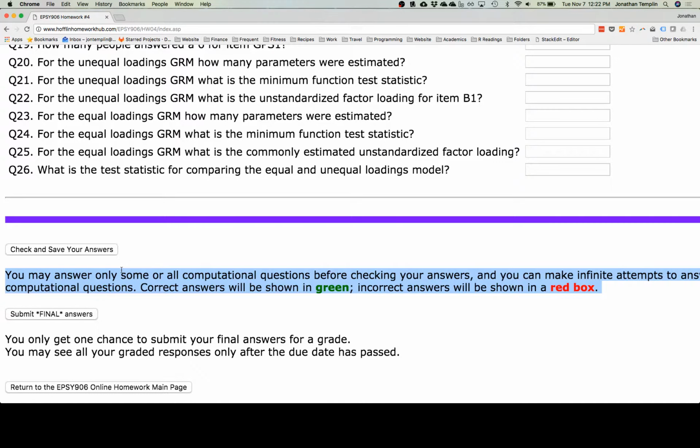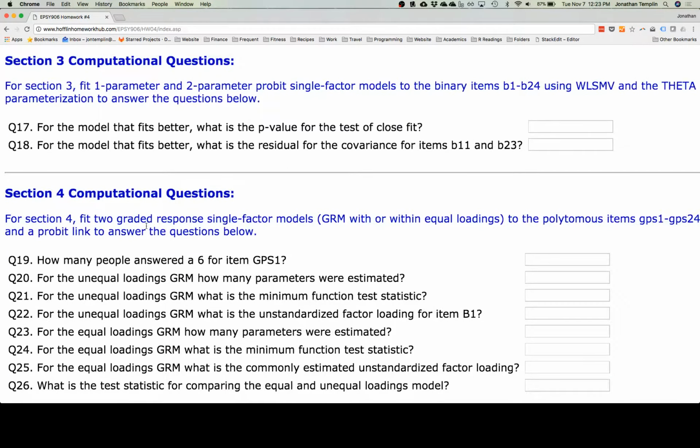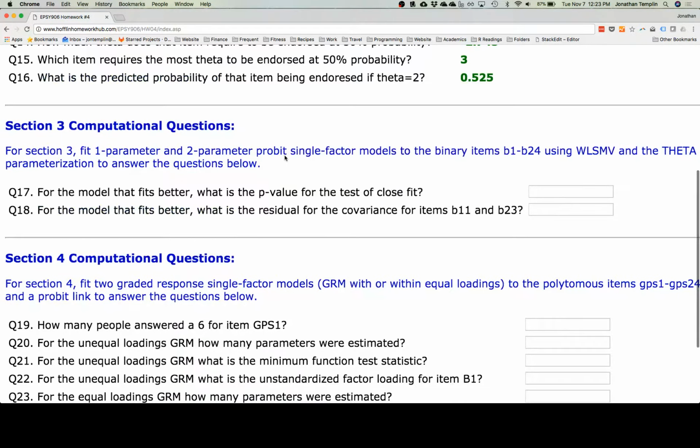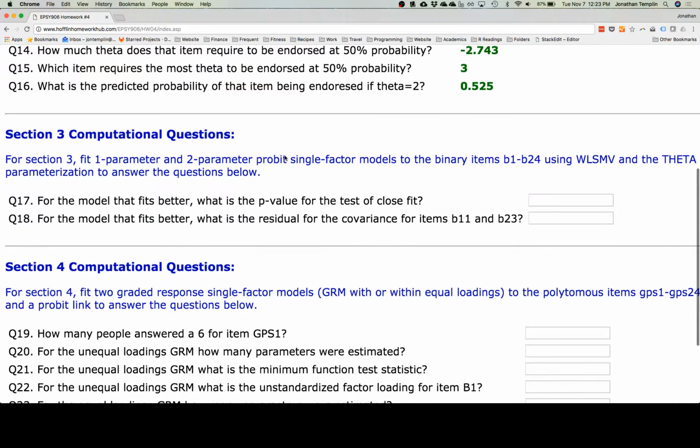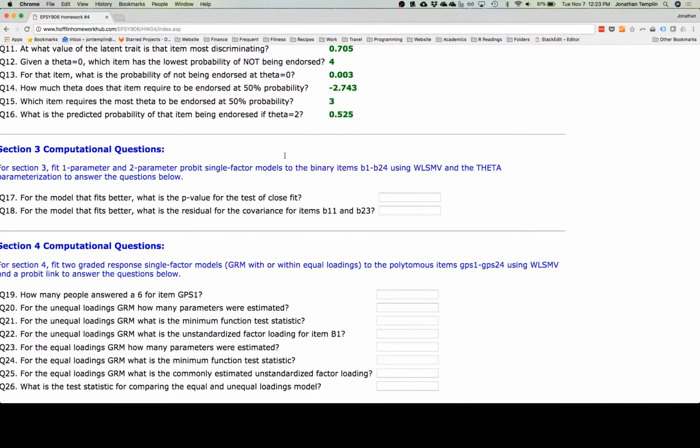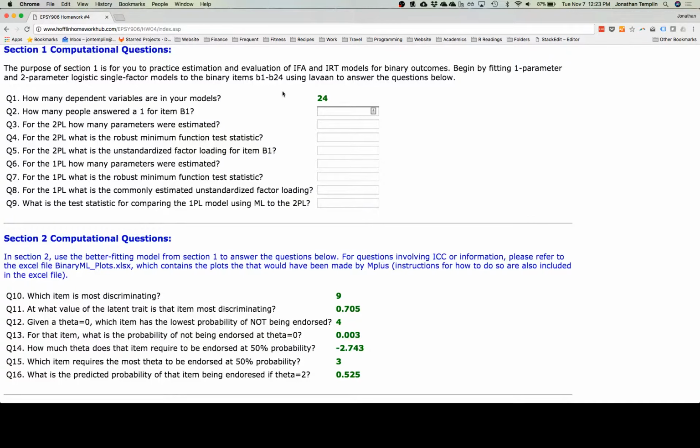Jihong, could you do a quick check on the number 18 question? I don't have the code for it. Oh, let's see here. It's just the residual. Oh, that's right. You know what? Did I do something wrong?